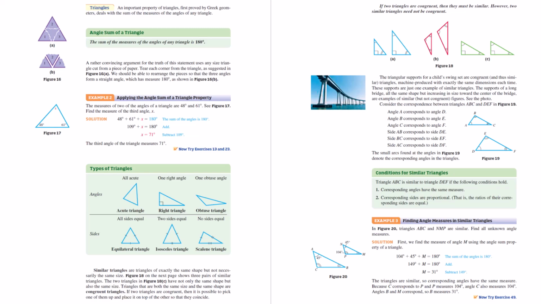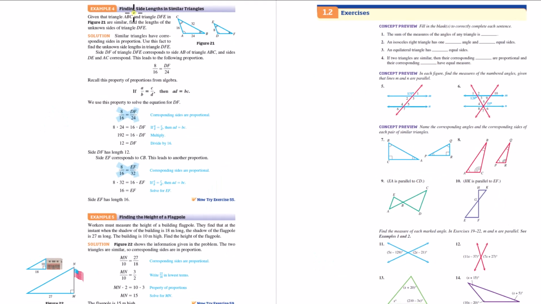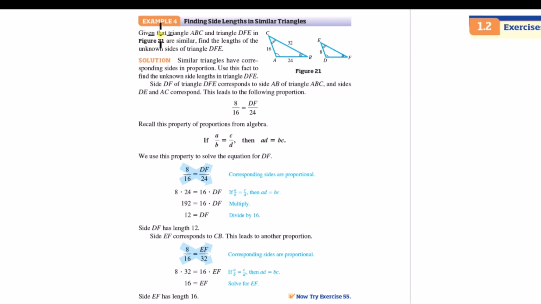Finding side lengths in similar triangles. Given that triangle ABC and triangle DFE in Figure 21 are similar, find the lengths of the unknown sides of triangle DFE. So what you do is, AC is the line between these two angles. DE and AC are the corresponding sides, and if you take 16 divided by 8, you get 2.